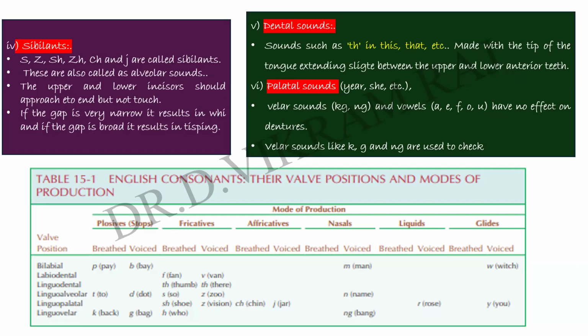Similarly, if we do not follow this in complete dentures, there is going to be a flop of the dentures. Sibilants, that is S, Z, Ch, J, are also called alveolar sounds, and the upper and lower incisors should approach each other but should not touch. If the gap is very narrow, it results in a wheezing kind of sound, and if the gap is broad, it results in a lisping sound. If the gap is narrow, wheezing will be present. If the gap is broad, it is like lisping.